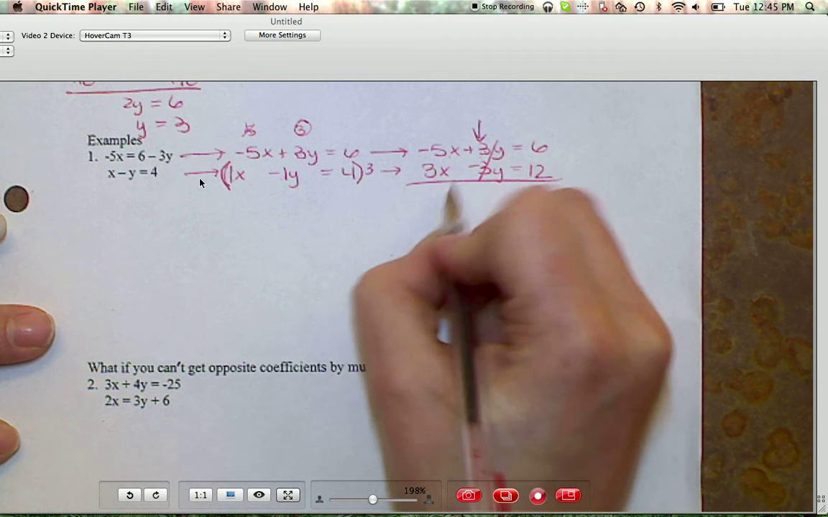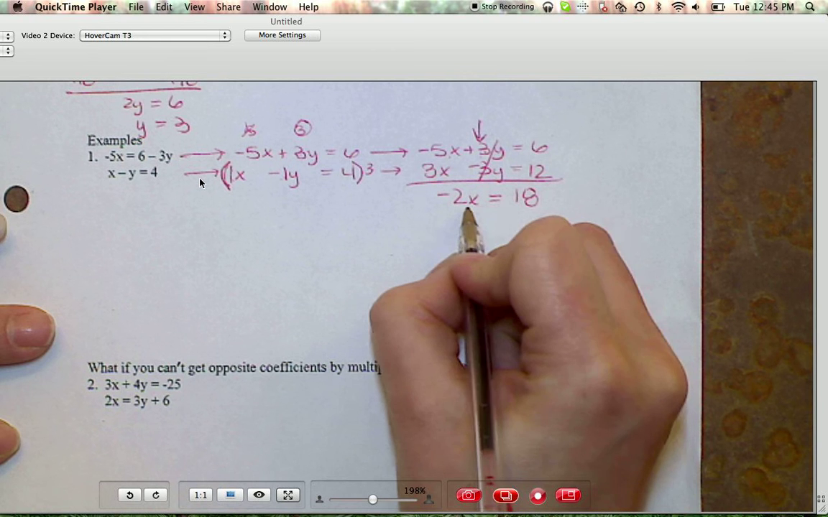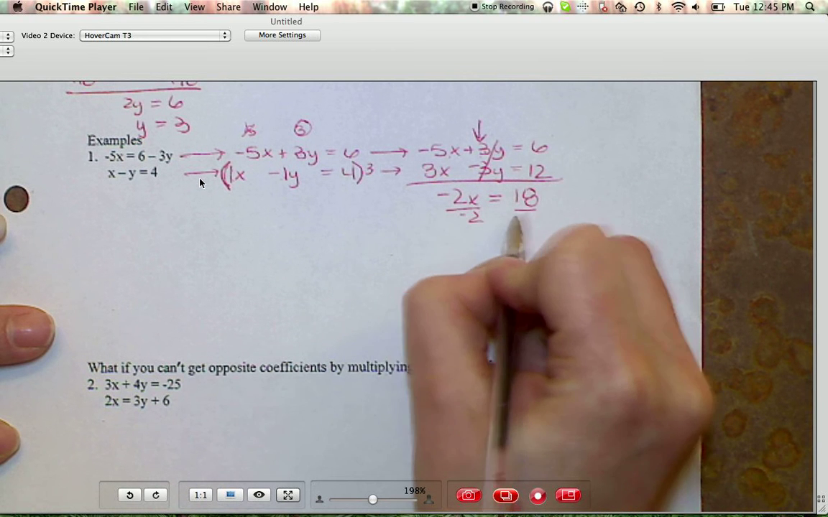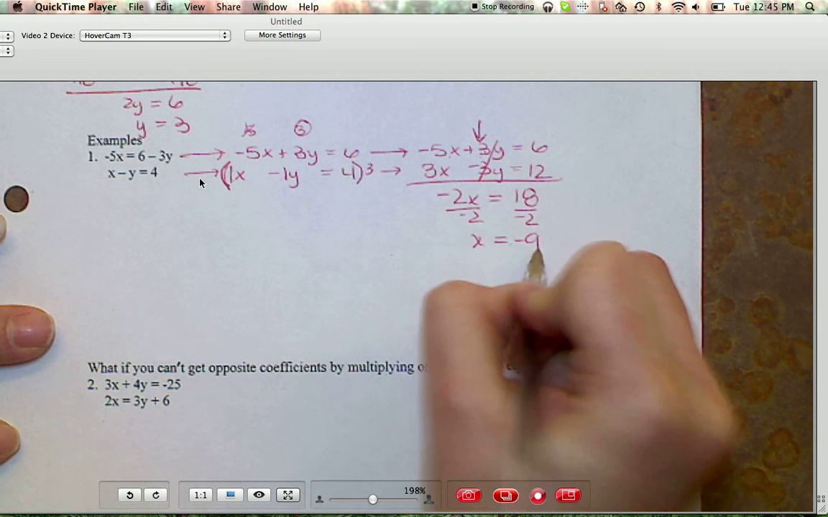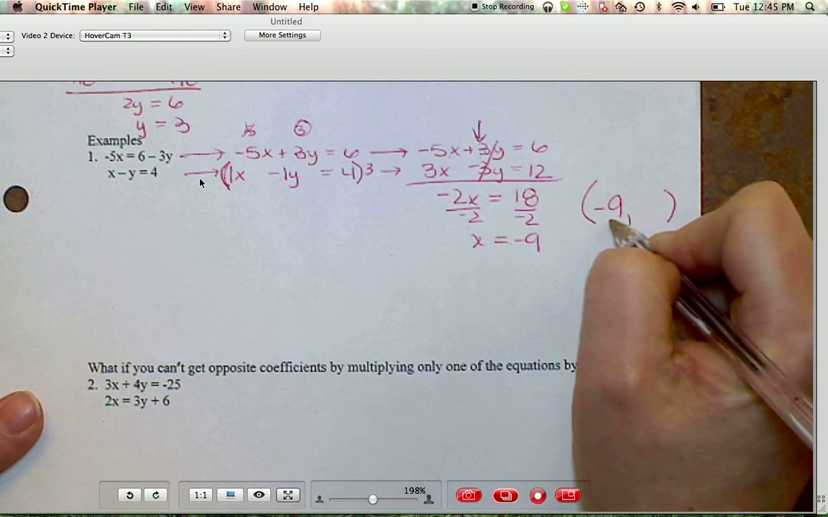Negative 5 plus 3 gives us negative 2x equals 18. Divide by negative 2, and we get x equals negative 9. So that's your x value. Make sure you put it in your x slot.